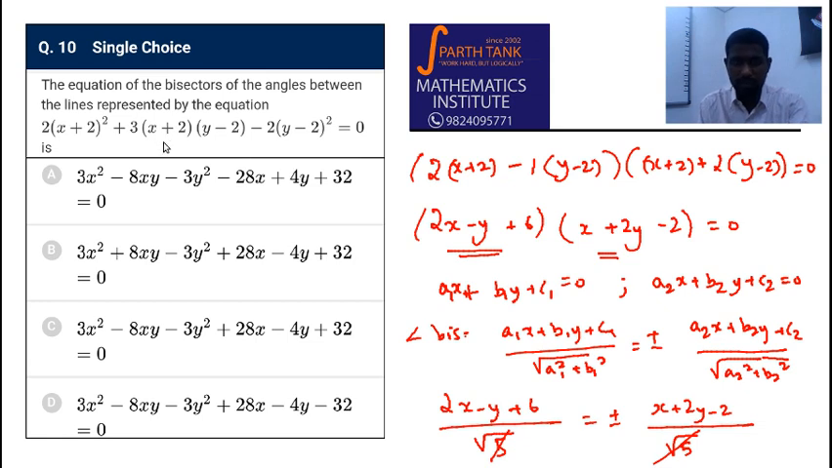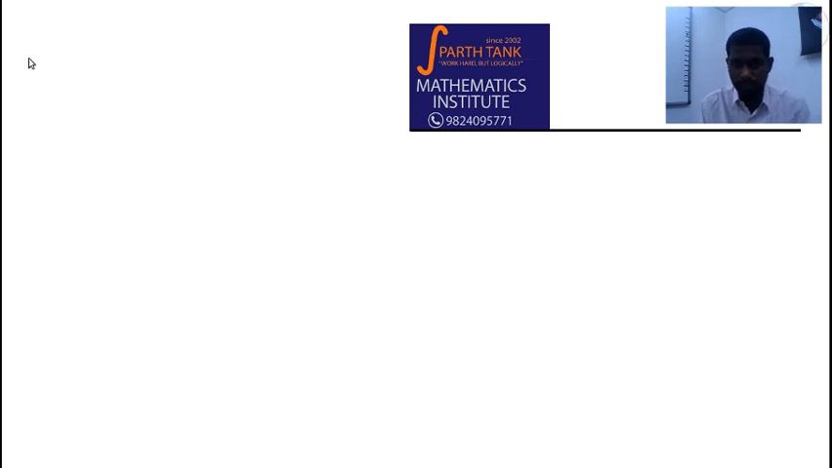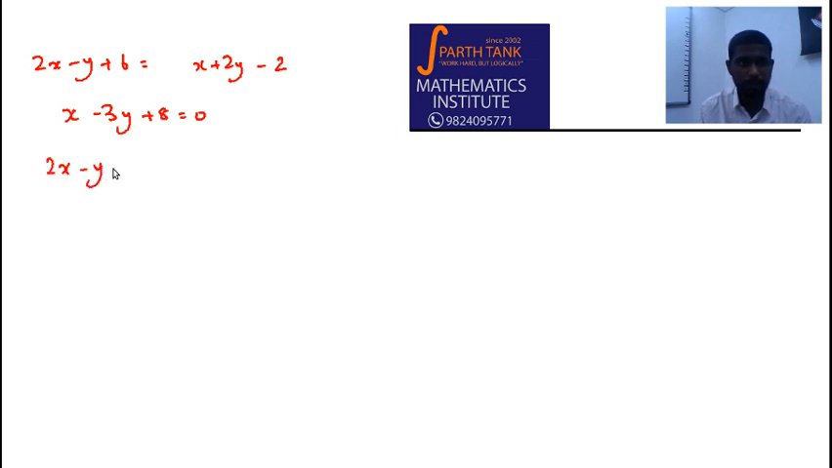the first equation, if I take the positive sign, will be 2x minus y plus 6 is equal to x plus 2y minus 2, right? So this equation will be x minus 3y plus 8 is 0. Now the second equation would be 2x minus y plus 6 is equal to minus of x plus 2y minus 2. Now minus of x is 3x, minus of 2y coming to the side becomes plus y, plus 2 coming this side becomes plus 4 is 0.